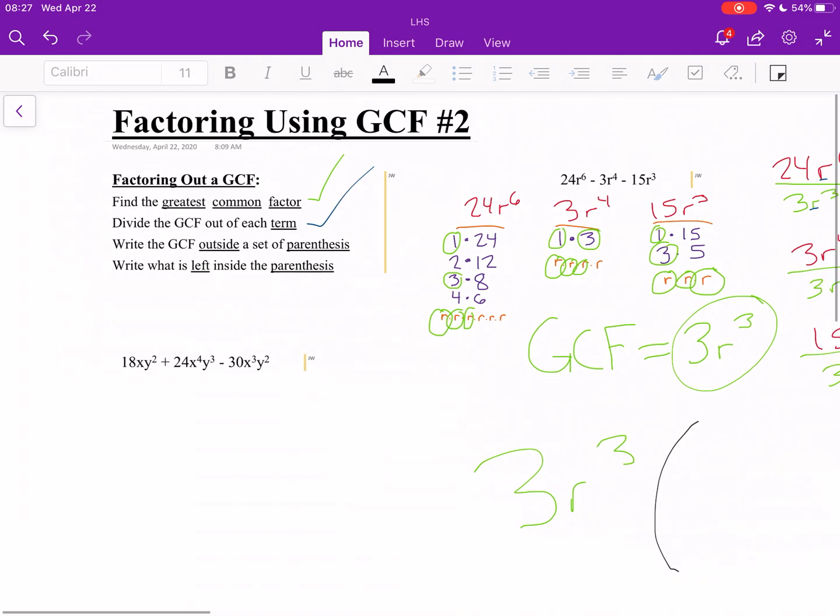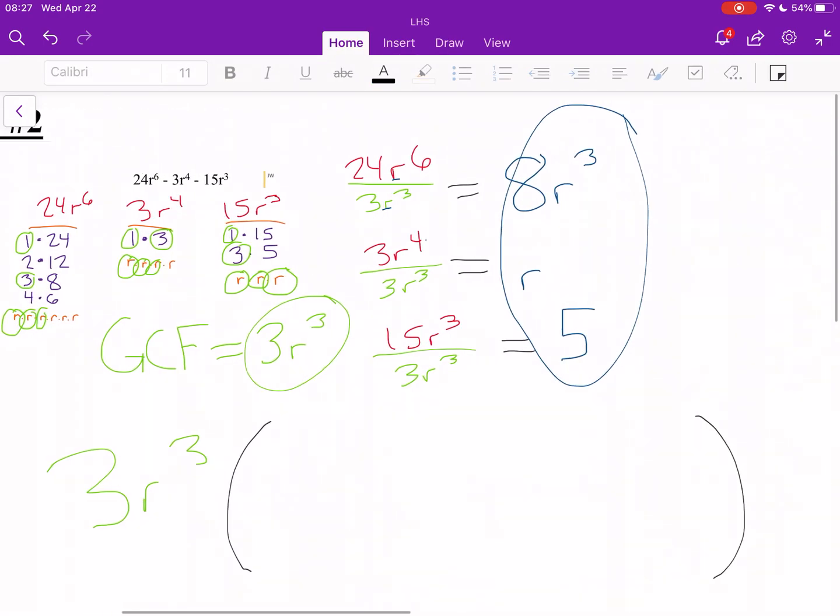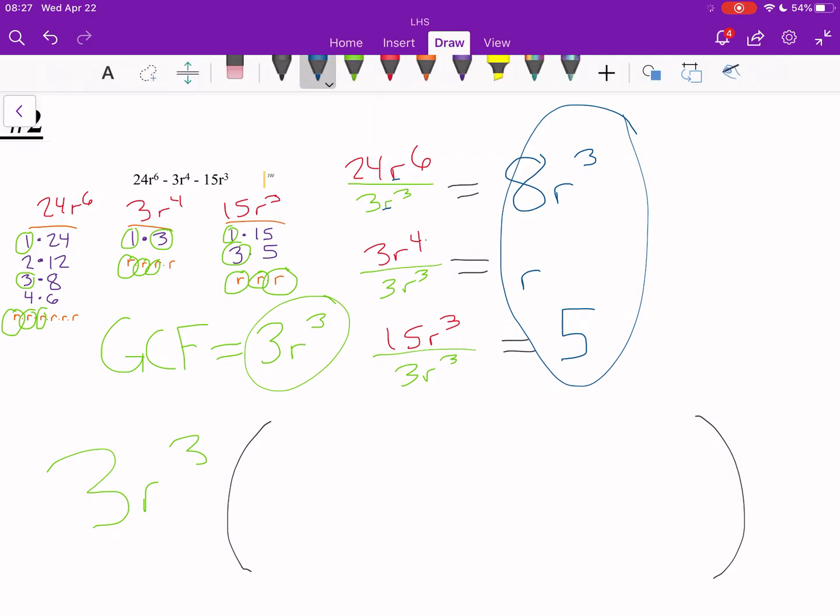Now let's see what step 4 is. It says step 4 is to write what is left inside the parentheses. So what was left was that stuff in blue when we divided it out. So I'm just going to take my items in blue here, and write them here, leaving space to write a symbol in between each of them. Okay, so there's 8r to the third, r, and 5. This is how it should work every time. If I started with 1, 2, 3 terms, I should have 1, 2, 3 terms inside my parentheses as well. Okay, if you don't, that means you lost one at some point.